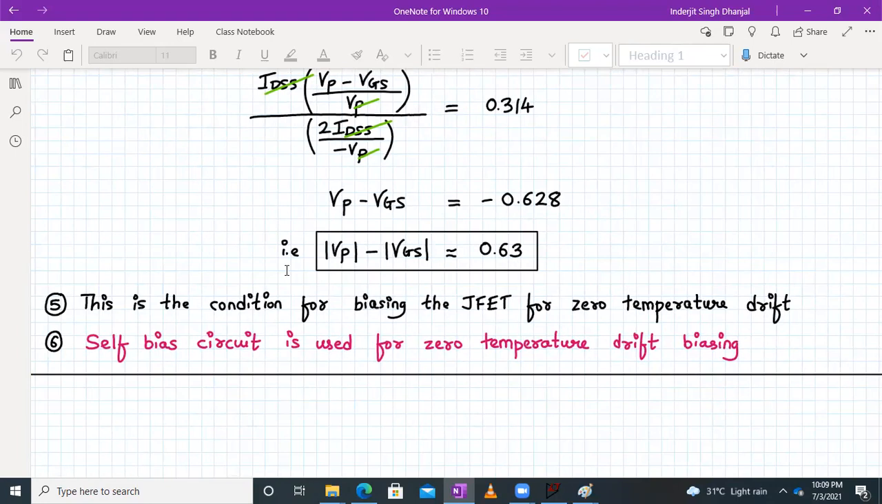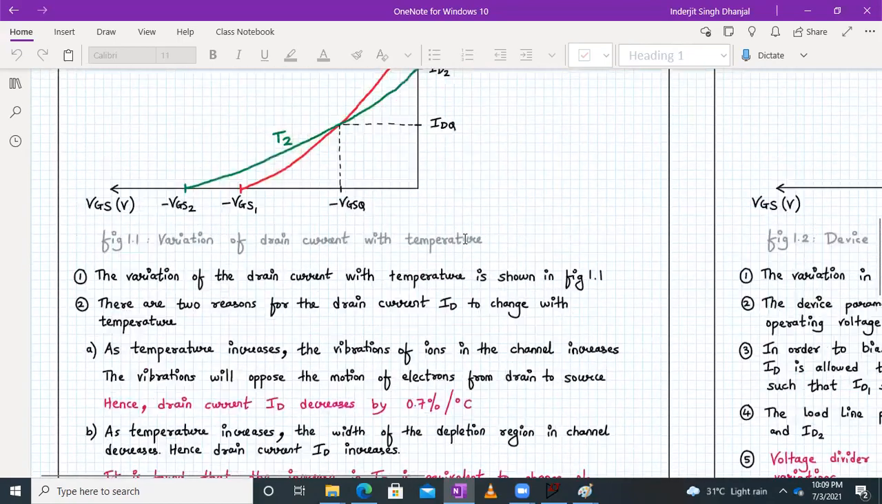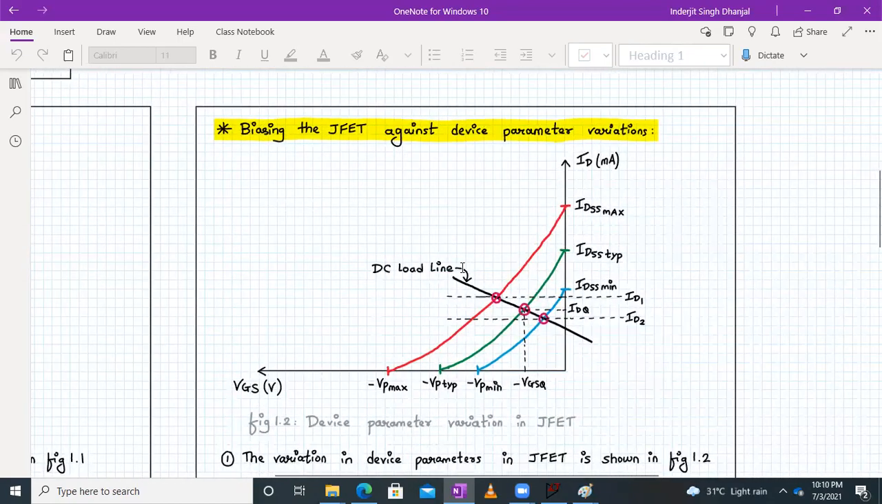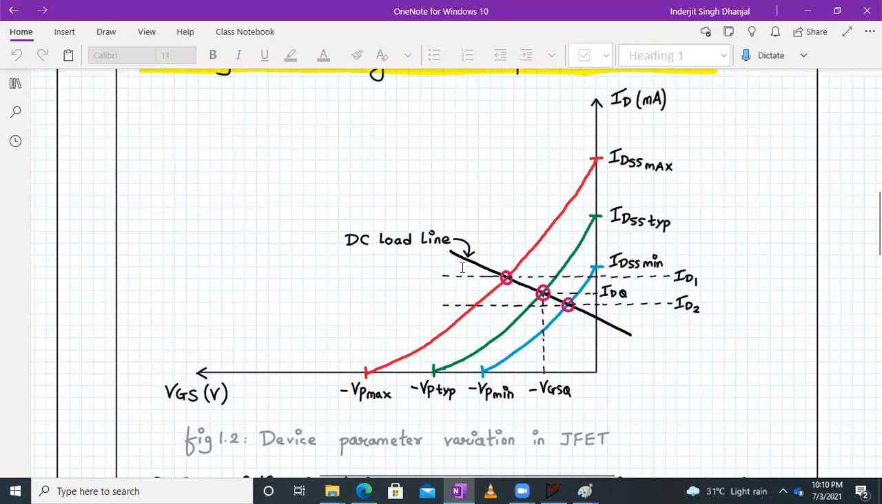Now, the self-biasing circuit is used for zero temperature drift biasing. Now, let us check out biasing the JFET against device parameter variations. In a typical data sheet of a JFET, the parameters are given as VP and IDSS. There are three ranges given over there: minimum, typical, and maximum. The red color is the maximum range, the green one is the typical range, and the blue one is the minimum range.